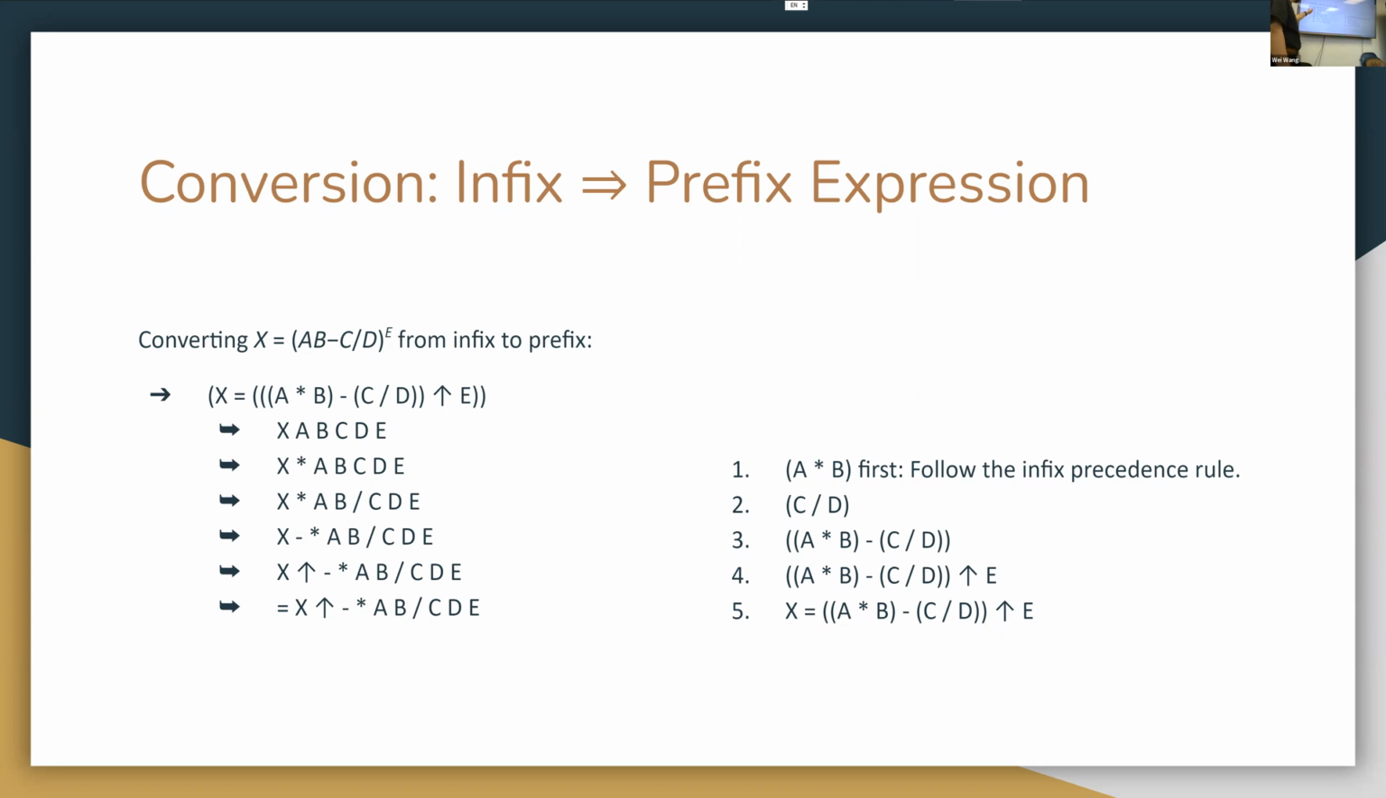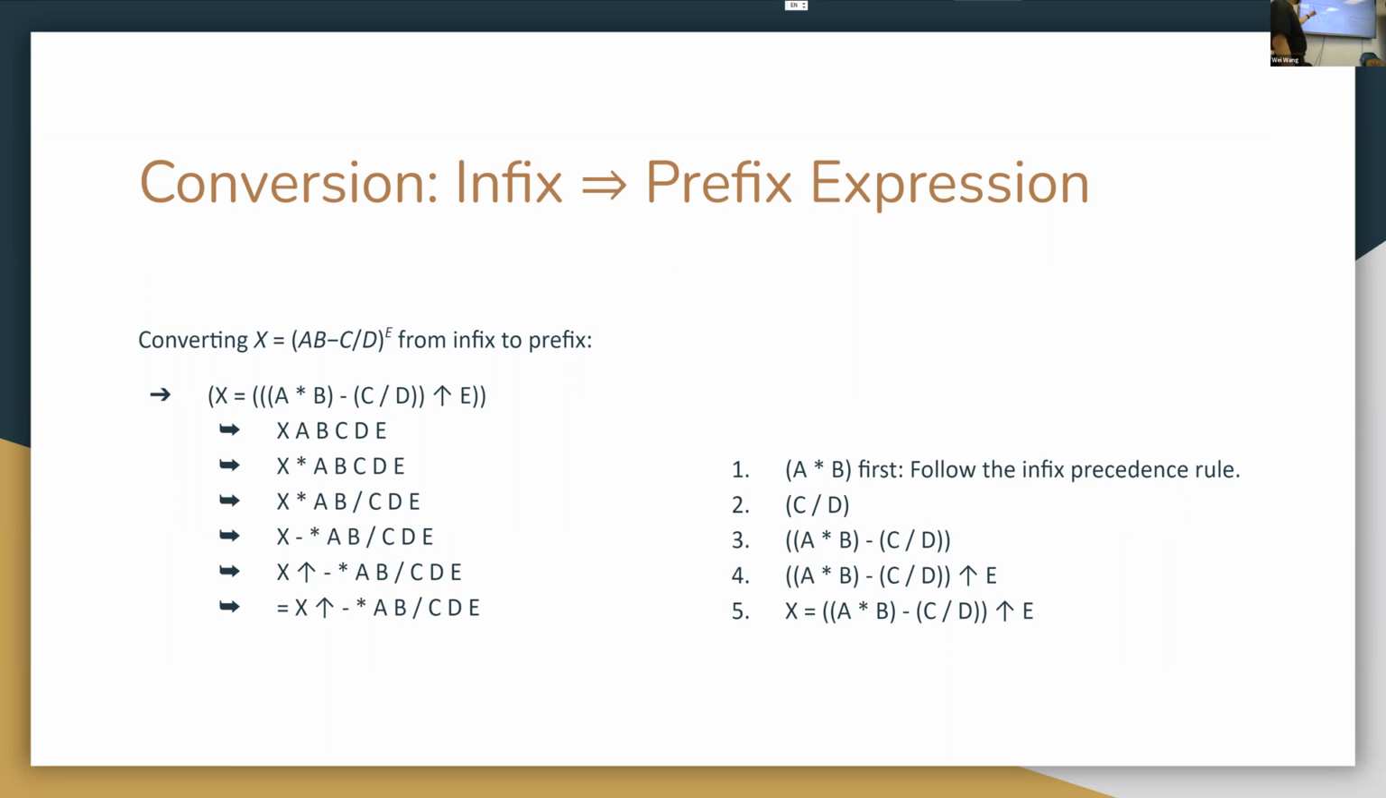When we explicitly write everything down with all the parentheses, indicating what we need to do first, in this whole expression what we need to do first is A times B, and then C divided by D, and then the subtraction, and then the exponential, and then the whole value assigned to x.